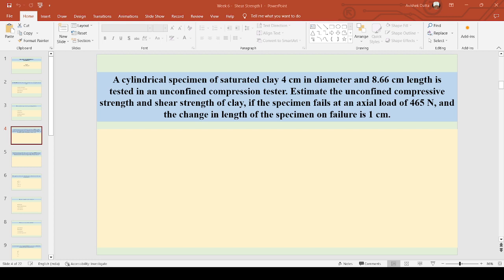I'll repeat the question once. A cylindrical specimen of saturated clay 4 centimeter in diameter and 8.66 centimeter length is tested in an unconfined compression tester. Estimate the unconfined compressive strength and shear strength of clay. You have to find out both if the specimen fails at an axial load of 465 Newton and the change in length of the specimen on failure is 1 centimeter.